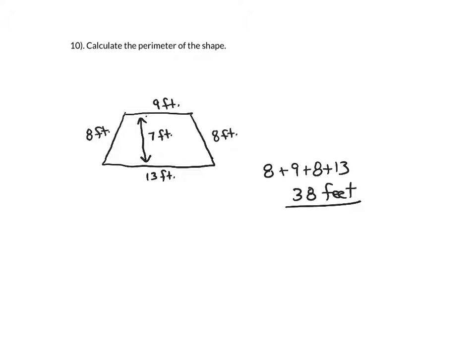The 7 that you are given, you're given the height of it, but you don't need to know that in order to calculate the perimeter.